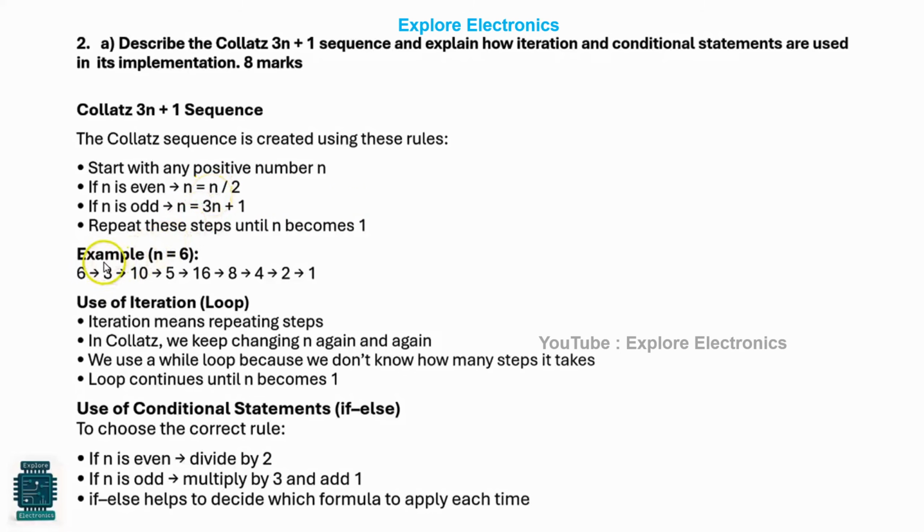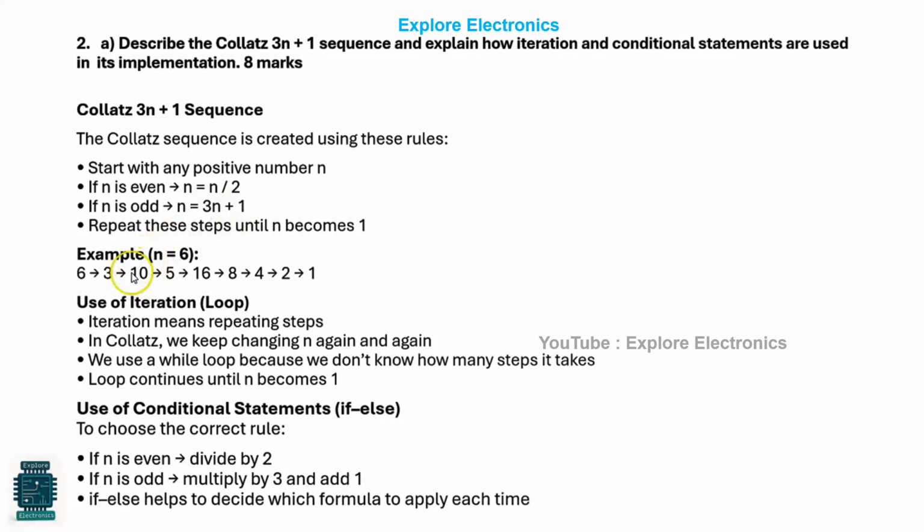Clear? For example, I have taken n is equal to 6. 6 is a positive number and 6 is an even number. That's why I have to do n is equal to n divided by 2. 6 divided by 2, I will get 3. 3 is an odd number. That's why 3 into n, which means 3 into 3, I will get 9. 9 plus 1, I will get 10.